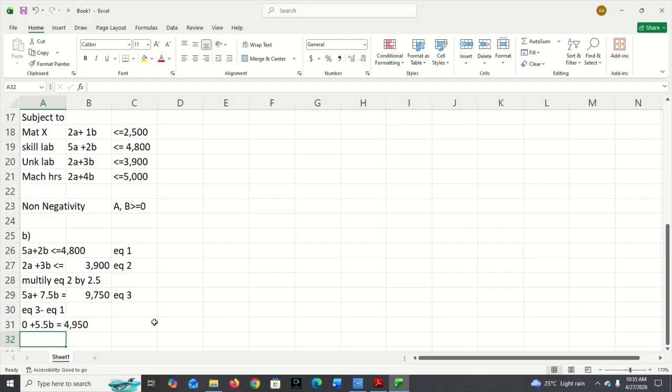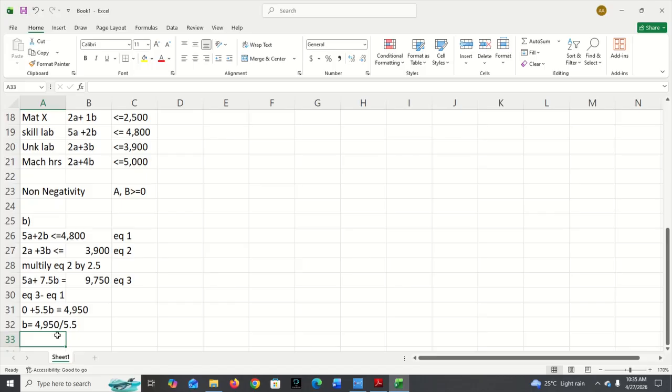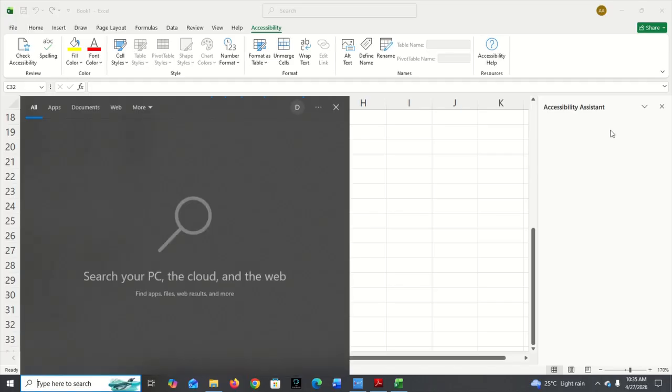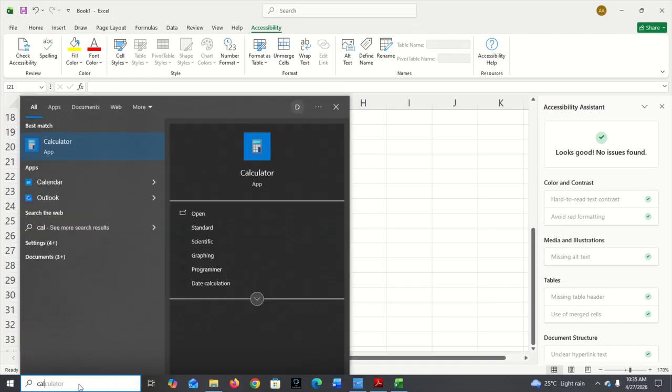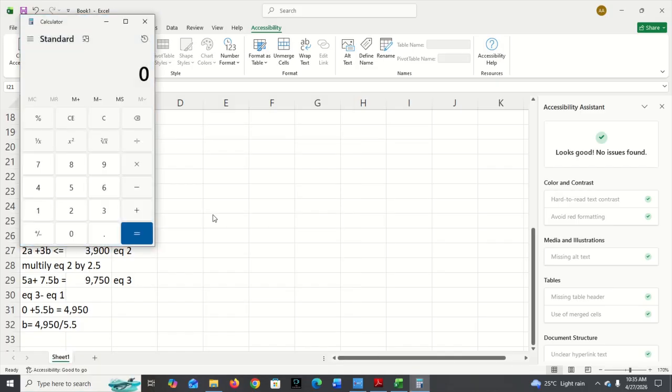This is very simple to solve. To get our b, b equals 4,950 divided by 5.5. Let me start using the calculator so we have the same thing here. 4,950 divided by 5.5 gives me 900. So B will be 900 units.